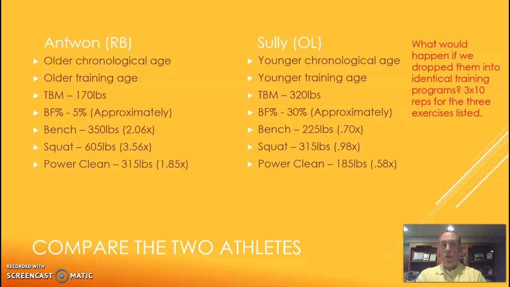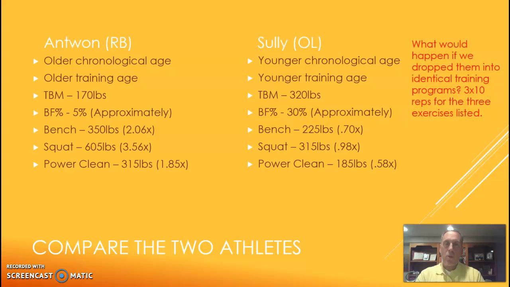And so Antoine was 170 pounds and Sully was 320, and you can see the body fat numbers there approximately, if I remember correctly. But the key component here is when you look at Antoine, he's able to bench more than 2 times his weight, more than 3.5 times on his squat, and he's able to power clean 1.85 as a coefficient to his body weight. Sully, on the other hand, can't bench his body weight, can't squat his body weight, can't power clean his body weight. So just think of those two athletes, the picture you're given with those data points. Antoine is a vastly different athlete than Sully.